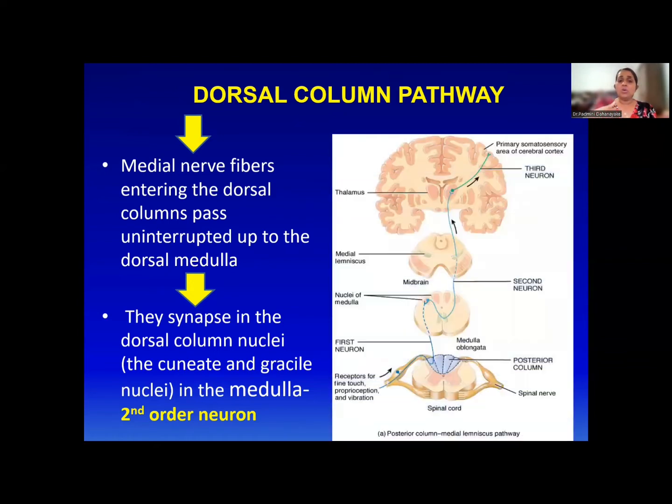After synapsing, the fibers of the second order neuron will cross to the opposite side. They will cross at the level of the medulla, and again they take the same pathway. The cuneate pathway will take the cuneate pathway on the opposite side, and the gracile pathway will take the gracile pathway, along that pathway up to the brain cortex, in the opposite direction. So that is the place where the dorsal column pathway crosses to the opposite side. Remember that as well, after synapsing, that is the second order neuron.